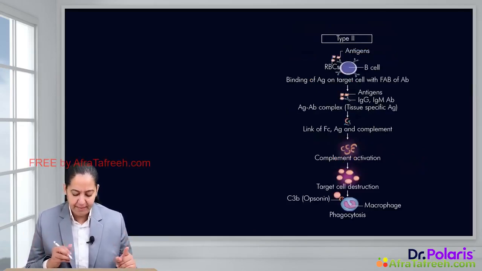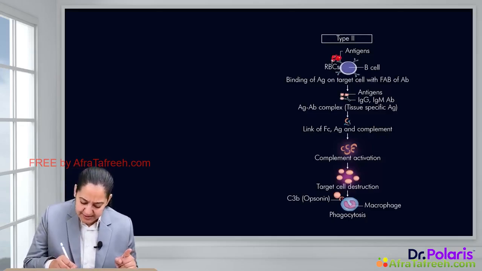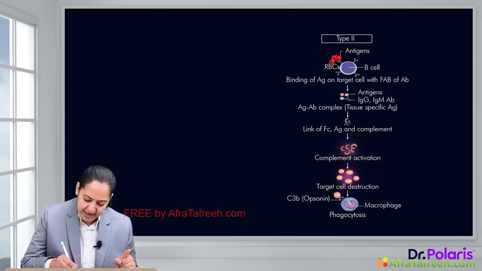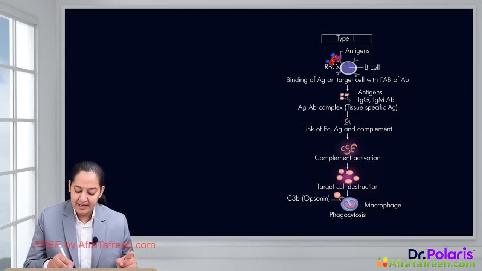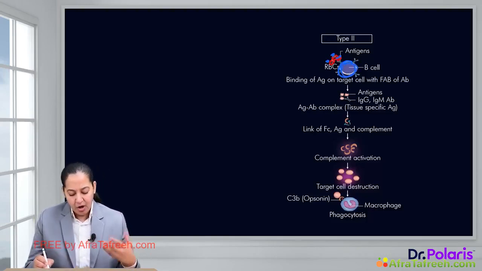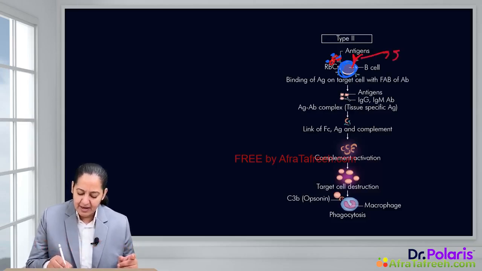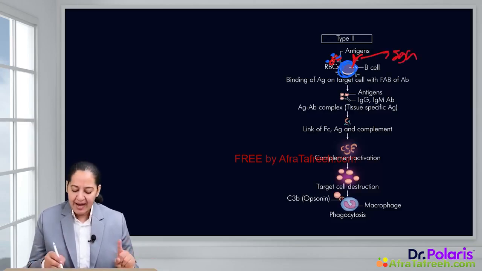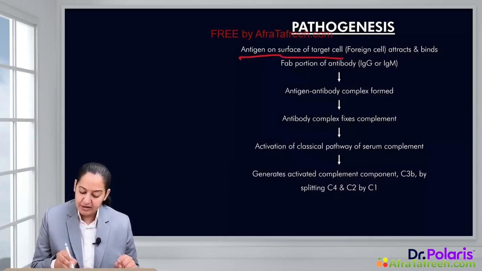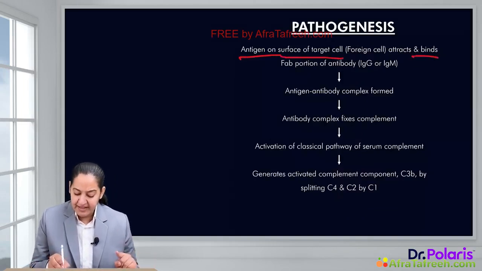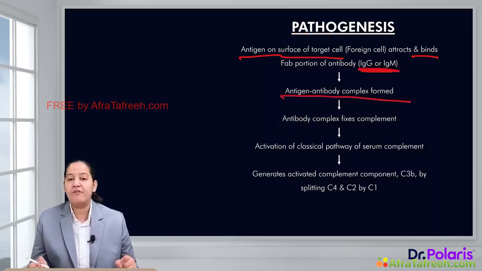You can appreciate the same in the diagram also. In this diagram, you can see these are the target cells, small cells are shown here, and on the surface of the target cell antigen is present. The antigen already present on the surface of the target cell stimulates the B lymphocytes. On stimulating, B lymphocytes convert into plasma cells and start forming antibodies. These antibodies are IgG or IgM. Now, the antigen will combine with the antibody, the FAB portion of the antibody, which is IgG or IgM, and antigen-antibody complexes are formed in the circulation.